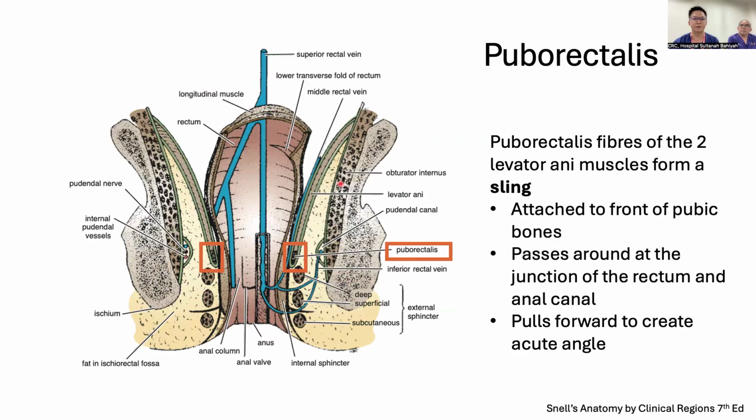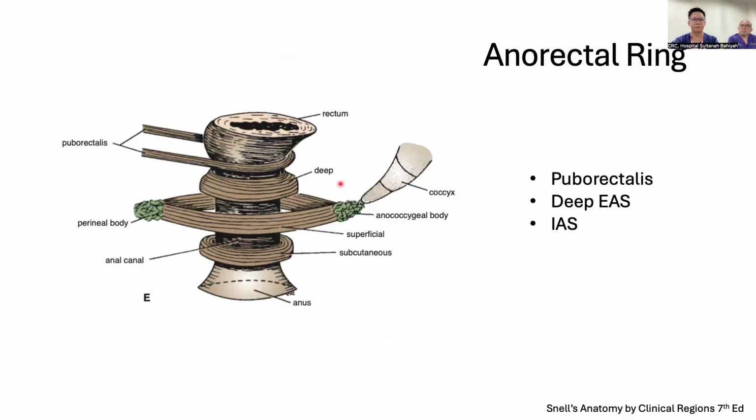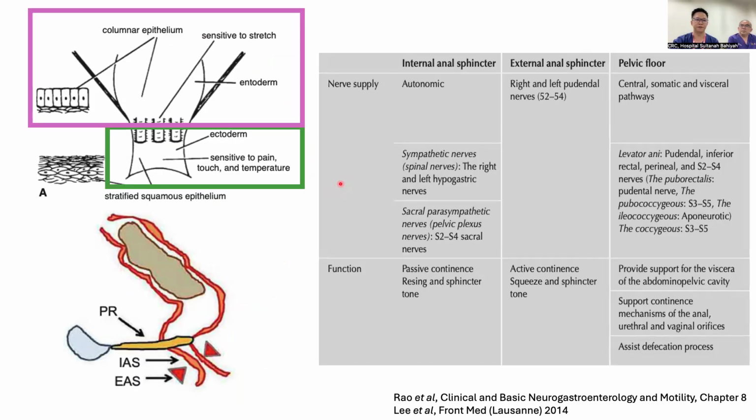The puborectalis muscle consists of fibers from the two levator ani muscles that form a sling, attached to the front of the pubic bone. It passes around at the junction of the rectum and the anal canal, and when it constricts, it pulls the rectum forward to create an acute angle. So the anorectal ring consists of the puborectalis muscle, the deep segments of the external anal sphincter, and the internal anal sphincter.